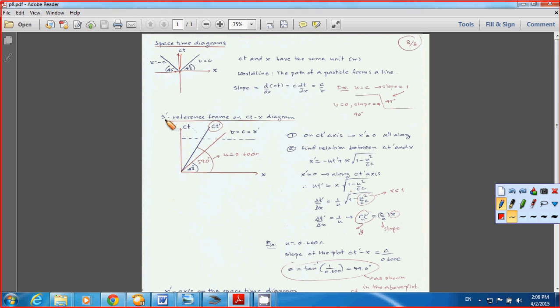Now, if you want to plot our S prime reference frame on the ct and x diagram, how can you do that? Let's start with the ct prime axis, x prime equal to 0 all along, right? This means that if you take a look only at this axis, you want to plot along this line here. What is your x? Your x is 0, right? So that's why I wrote down here on the ct prime axis, x prime equal to 0 all along.